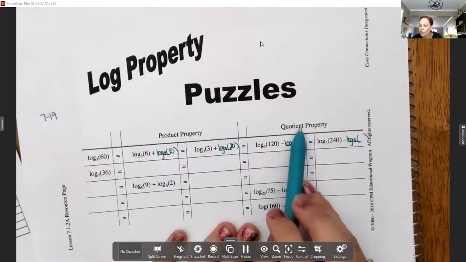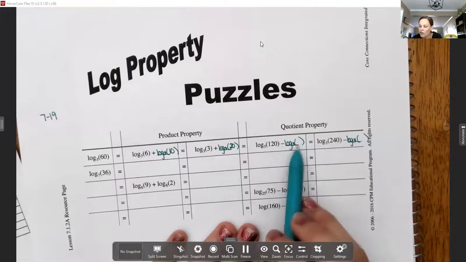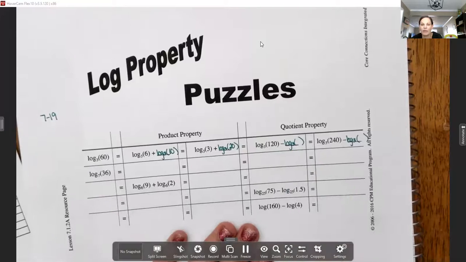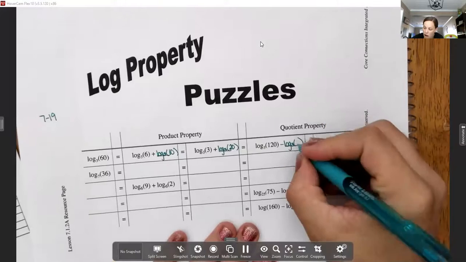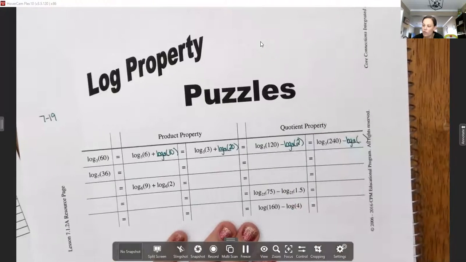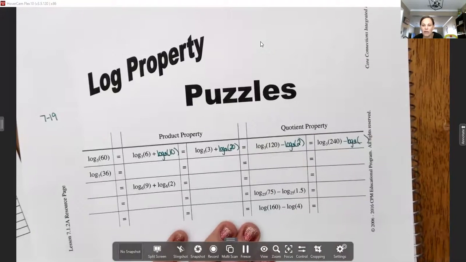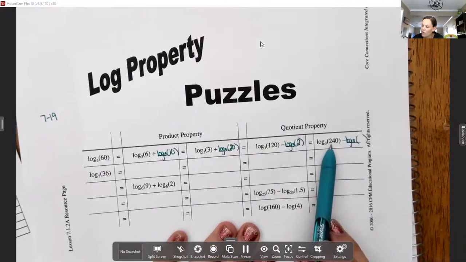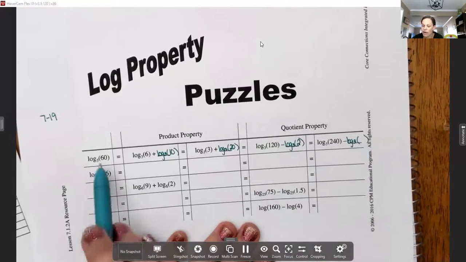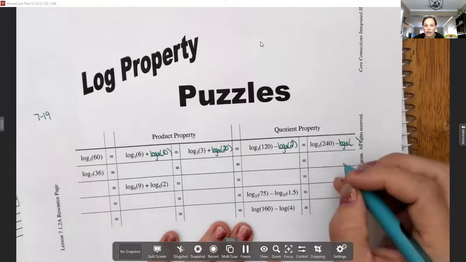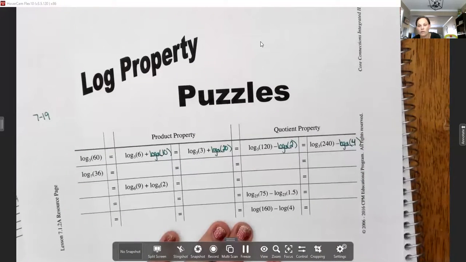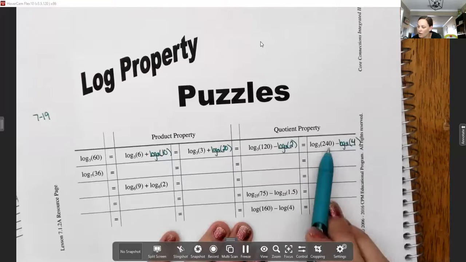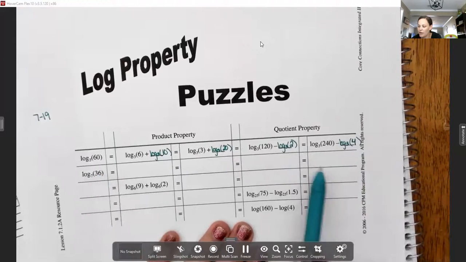Quotient property. Quotient means division. When you subtract, you're dividing. 120 divided by what number is going to give me 60? Yep, that'll be 2. 120 divided by 2 is 60. And then same thing, 240 divided by some number gives me 60, which is 4. 240 divided by 4 is 60.